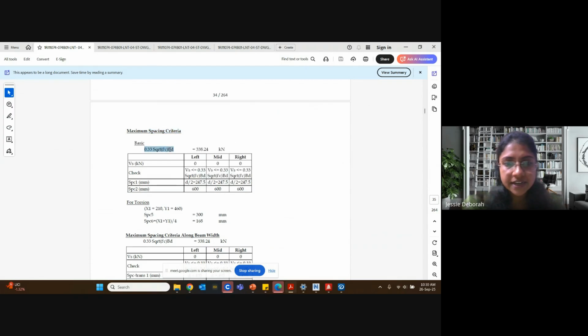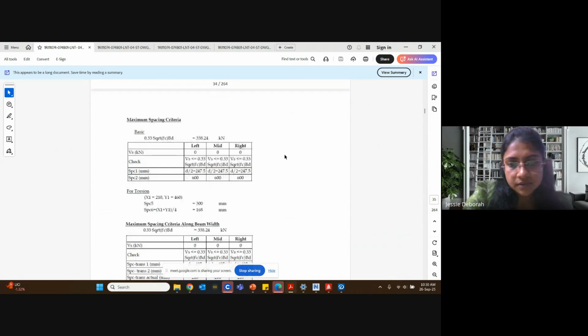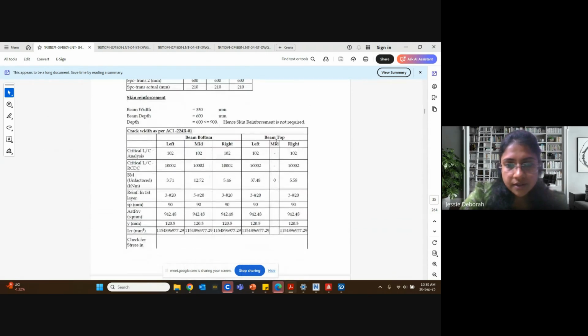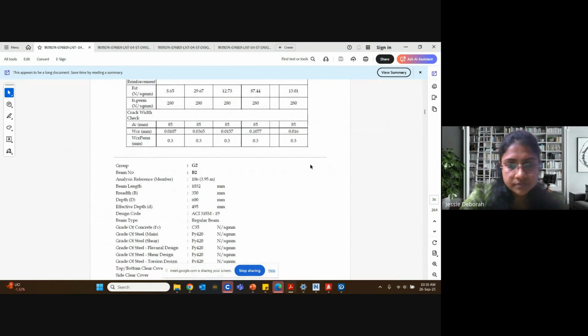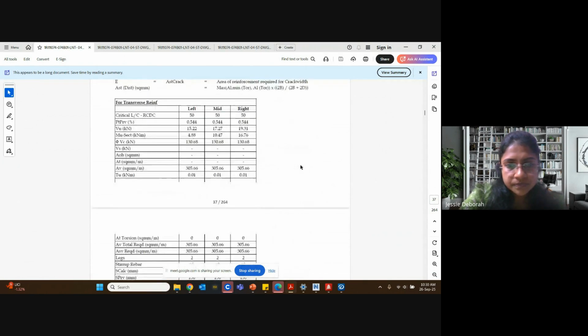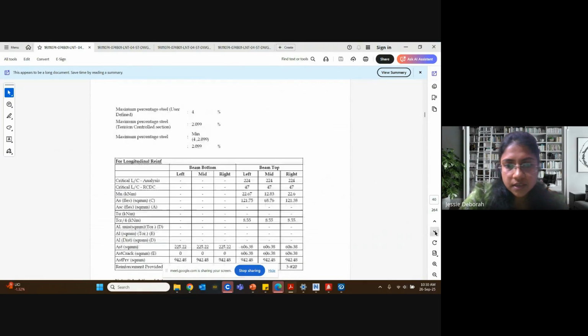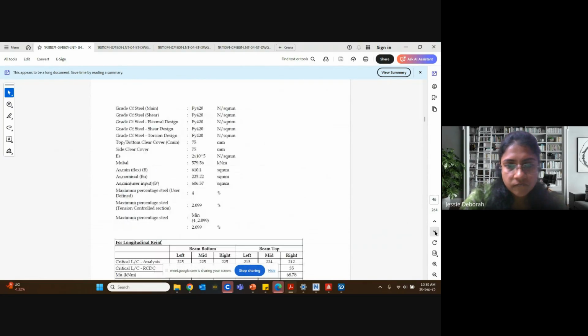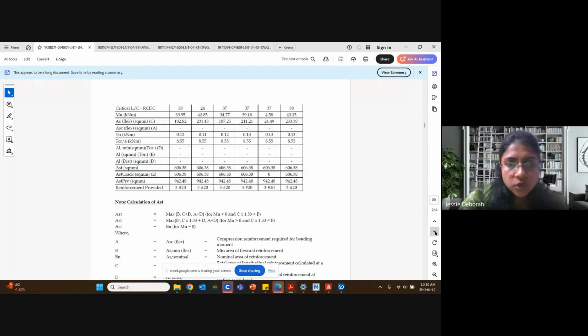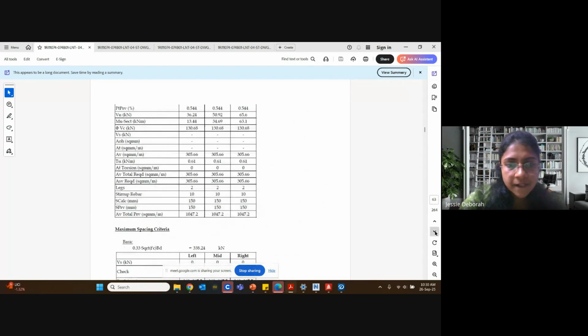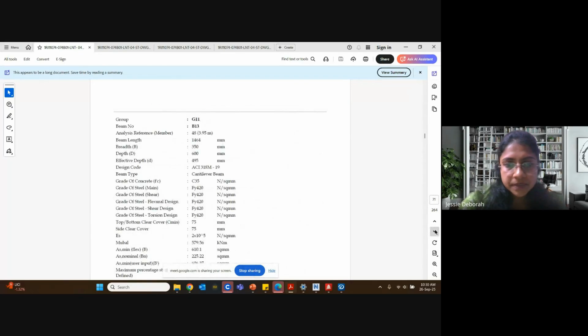So basic spacing criteria as per your IS code, you will get a formula 0.3 square root of your flexure and concrete into your area of your section. Based on that, you will calculate. Then again as usual we will do one crack width calculation. So this is how we will get into all this. Okay, because we use this RCDC software, our design effort is actually minimized a lot.